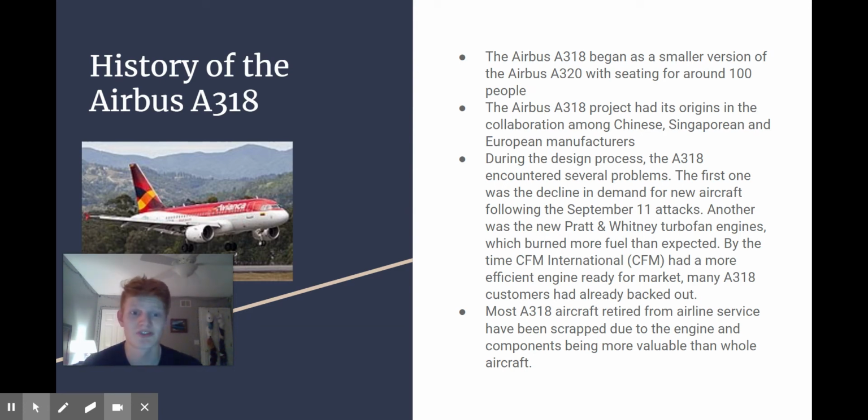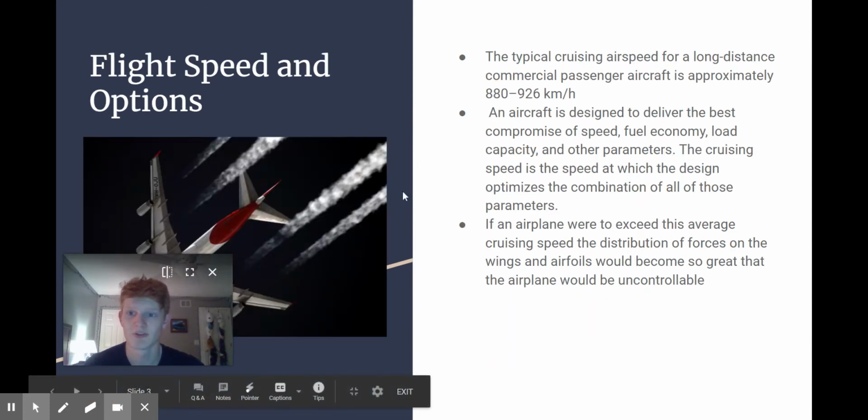Another reason was the new Pratt & Whitney turbofan engines, which burned more fuel than expected. And by the time CFM International had a more efficient engine ready for market, many A318 customers had already backed out. Most A318 aircraft retired from airline service because their engine components had become more valuable than the whole aircraft, which is very unfortunate. Moving on to the flight speed and flight options.